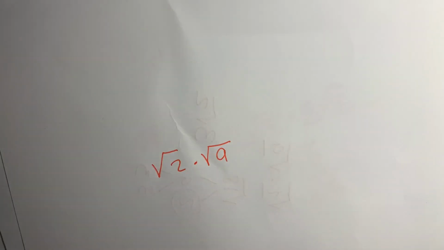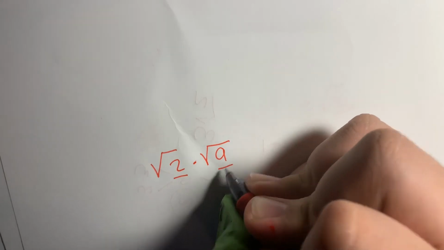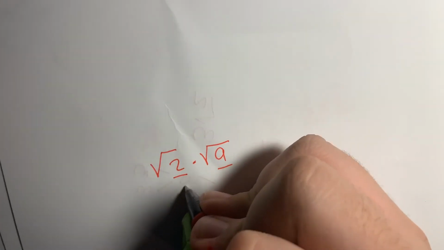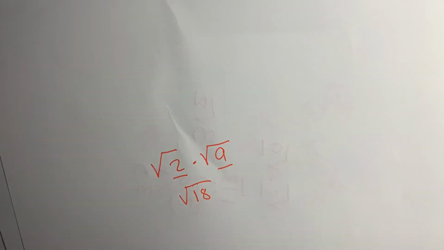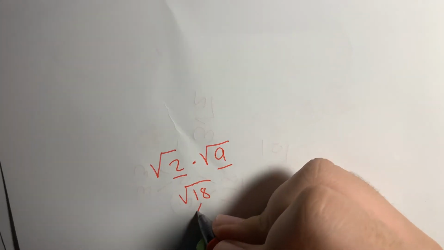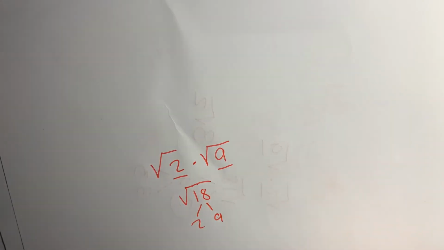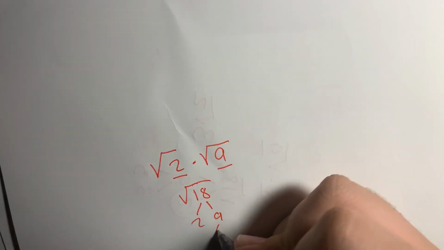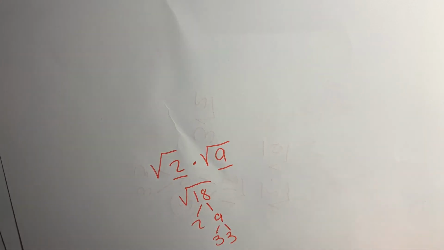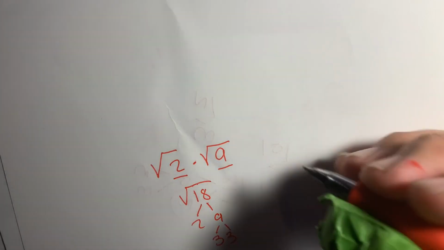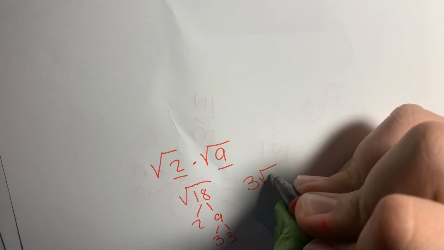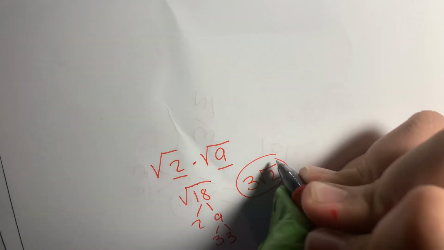Okay, so the last question is radical 2 times radical 9. So the first thing you're going to want to do is multiply 2 times 9, which is going to give you radical 18. Then you want to reduce, so you're going to do 2 and 9. Then you're going to reduce the 9, which is going to be 3 and 3. And you can't leave out the 2, so you would have to do 3 radical 2. This would be your final answer.